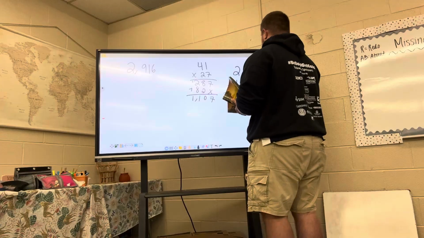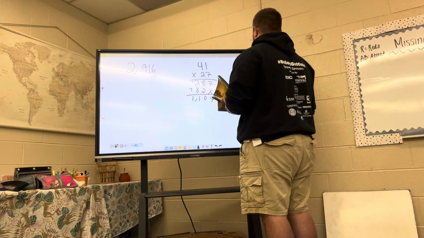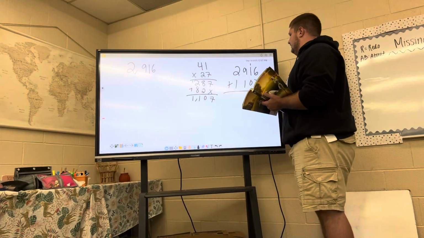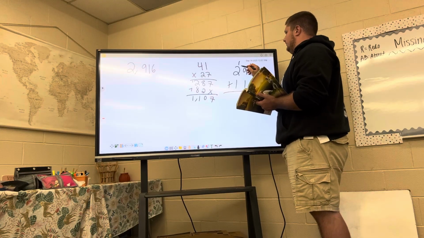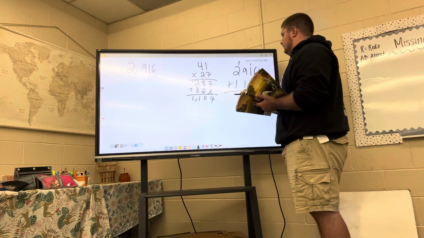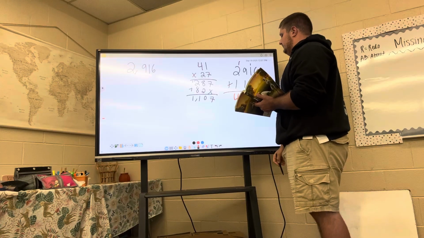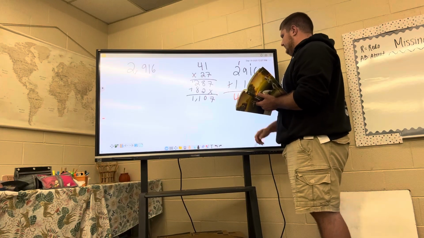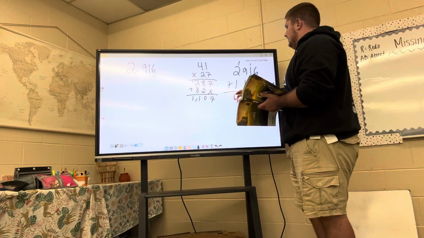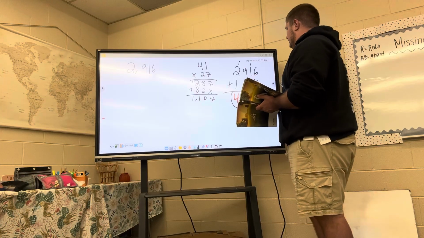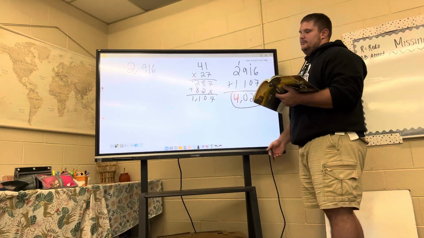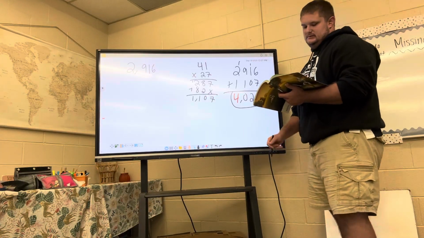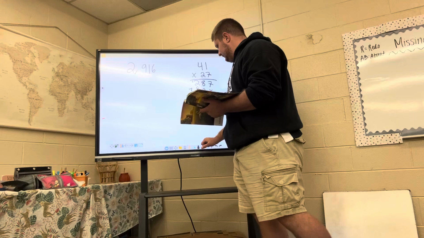So 6 plus 7 we know is 13. Carry the 1. 1 plus 1 is 2. 9 plus 1 is 10, carry our 1. 1 plus 2 is 3, plus 1 more is 4. Why did it go red? Anyway, that really doesn't matter. But the students read a total of 4,023 pages from the time of September to December. All right, let's go ahead and delete that.